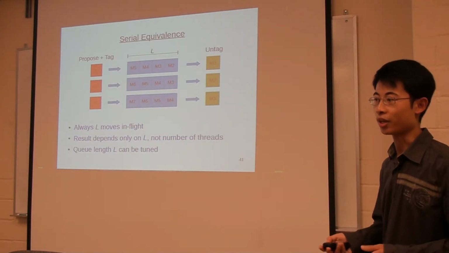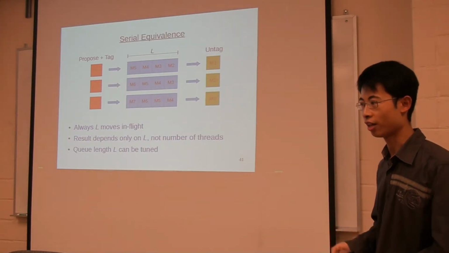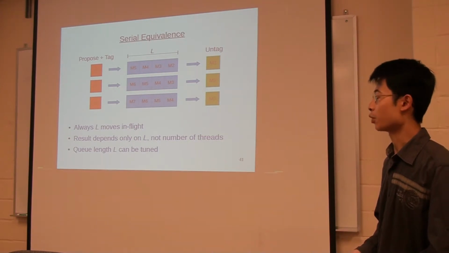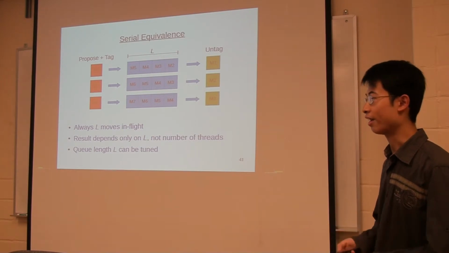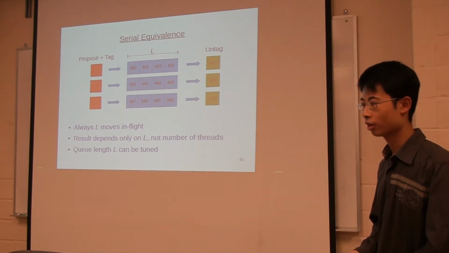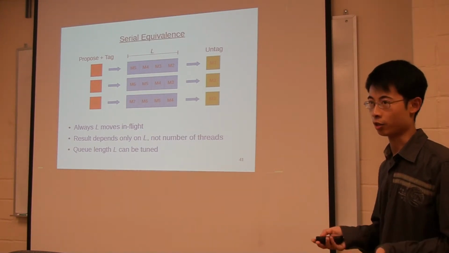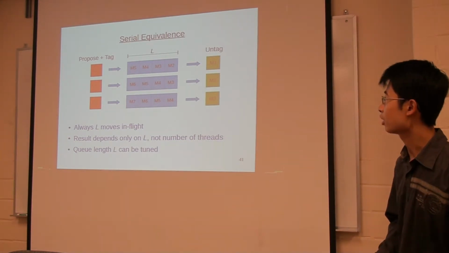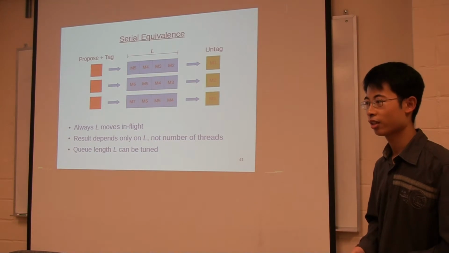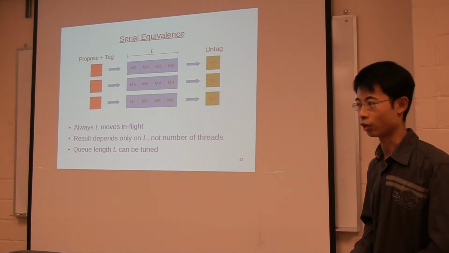By guaranteeing that we always have L moves in flight, we see that the result of the placement only depends on the length of the queue and not the number of threads we use. And this length can actually be fine-tuned depending on the platform. So the result is not only deterministic, it's also, in this case, serially equivalent.